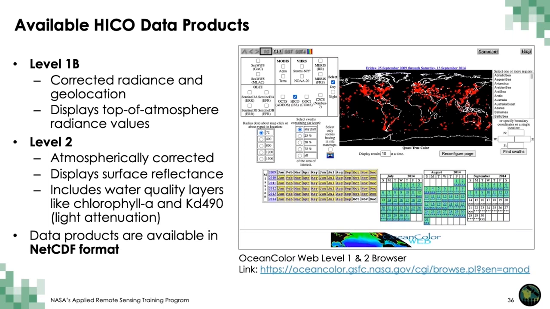Fortunately for HICO, all level 2 products available through this online platform have been run through an atmospheric correction model and contain surface reflectance values. This is really nice because it means you won't have to worry about atmospheric correction with HICO data. Level 2 data files also include raster layers, which display common assessments of chlorophyll A and light attenuation, which provides a metric for turbidity.